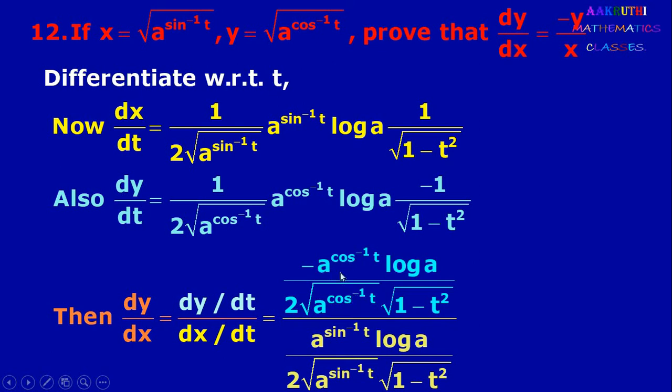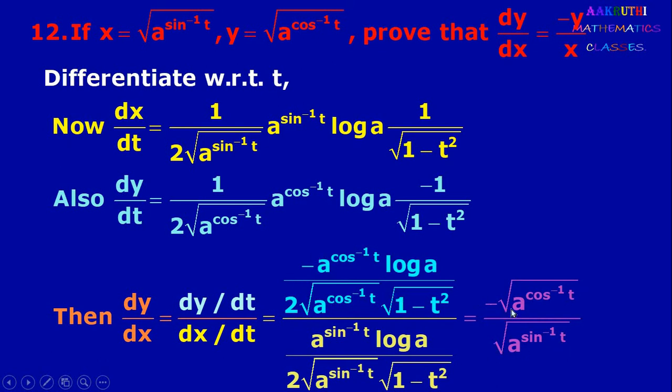x by root x is root x. Therefore, we can write a to the power cos inverse t divided by root of a to the power cos inverse t as root of a to the power cos inverse t. So it is root of a to the power cos inverse t divided by root of a to the power sin inverse t, and with negative sign.